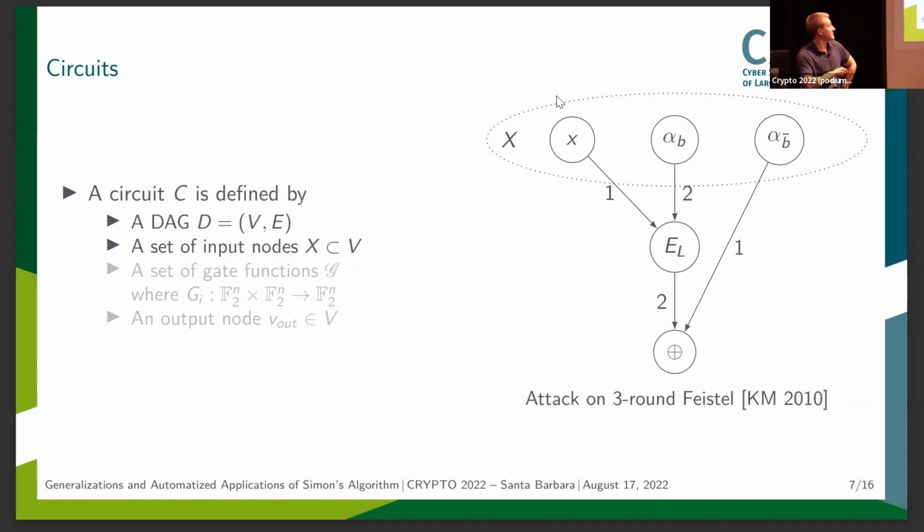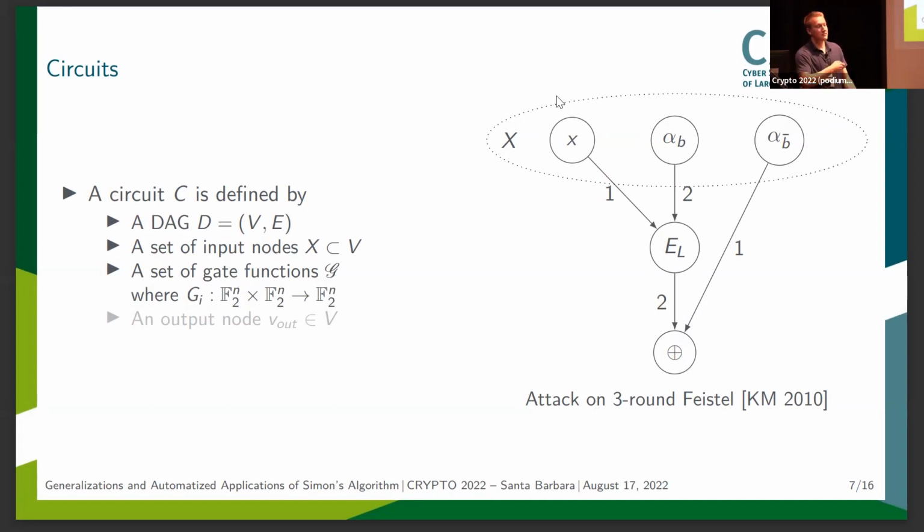So this is this capital X, and notice that the small x is just the input of the function, but we can also have constants in our input set. So here there's an alpha 0 and an alpha 1 in the attack, which are constants. And then there's an additional input bit B, which essentially switches the values of these alphas.